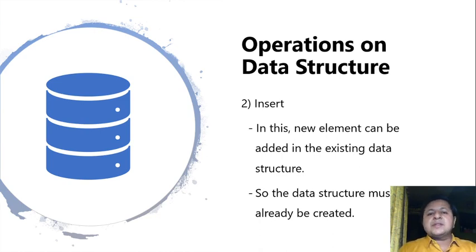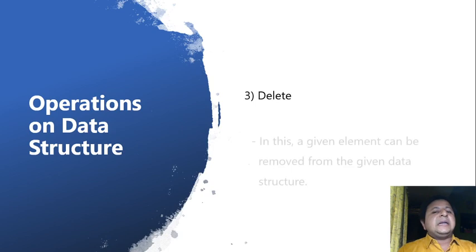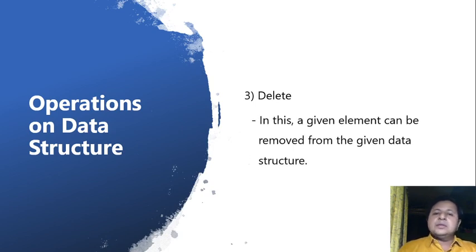With insert, obviously the next operation that we can think of is delete. In this also, the given element can be removed from the given data structure. Again, based on the implementation we wish, we can even allow any element to be given for deletion. If that element is not present in the data structure, the operation can obviously declare an error that the particular element is not found. And if the element is found, it can delete it.